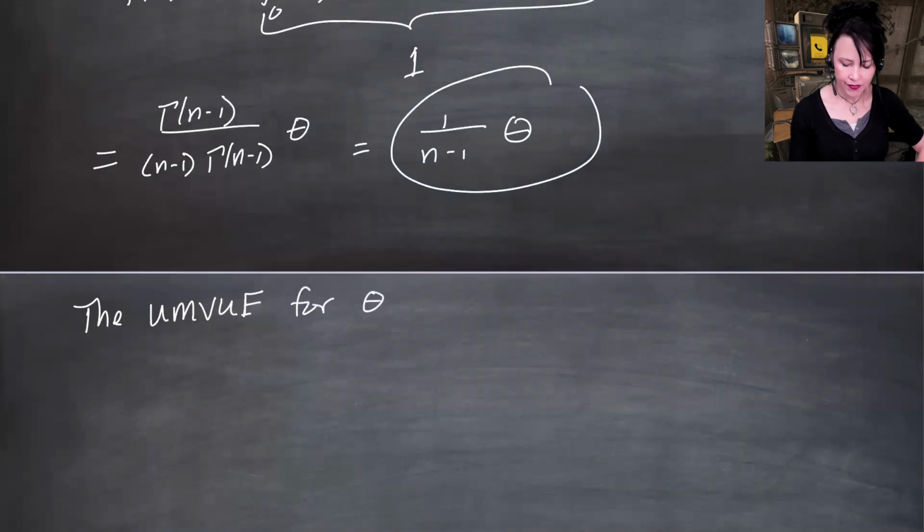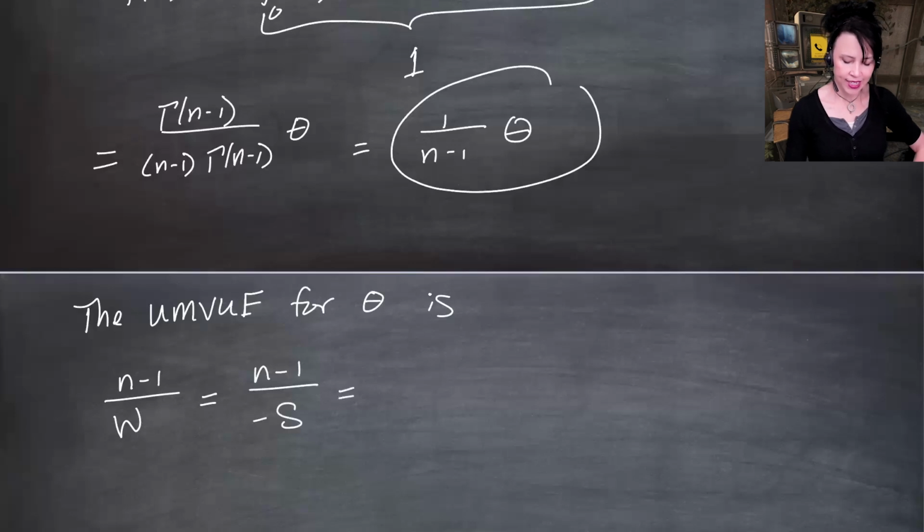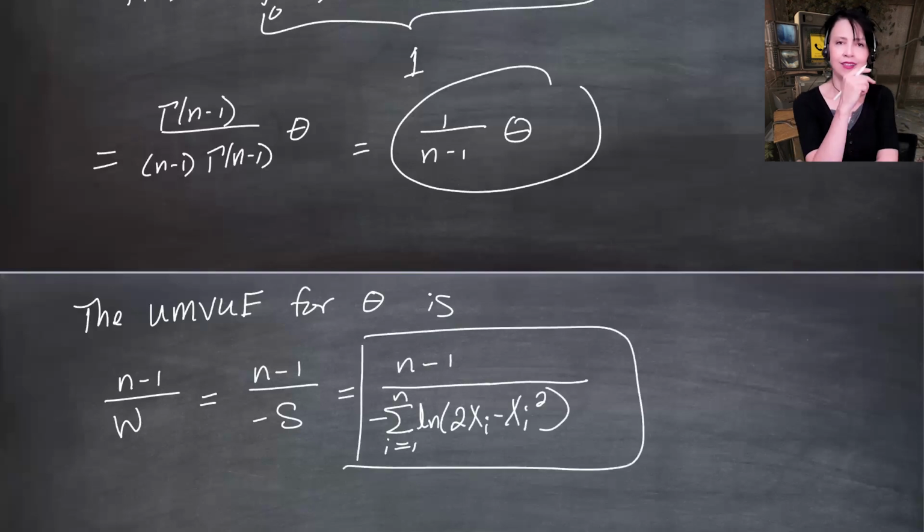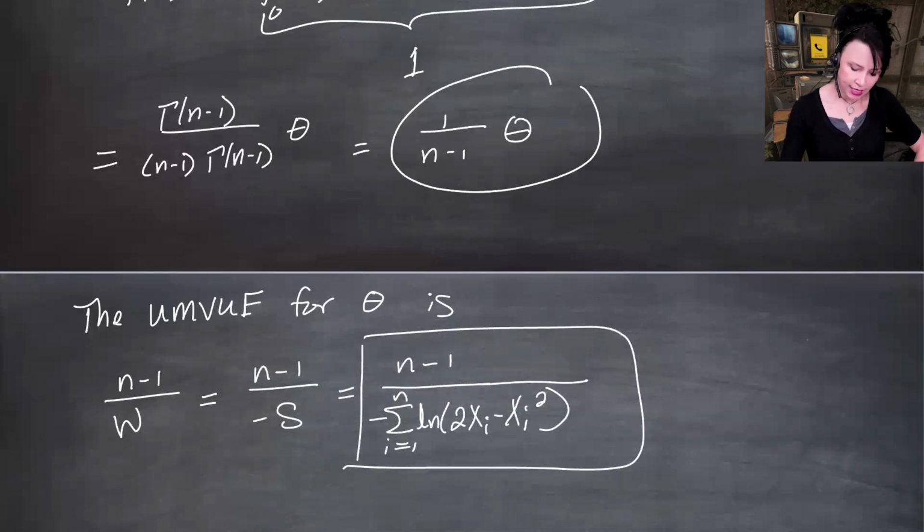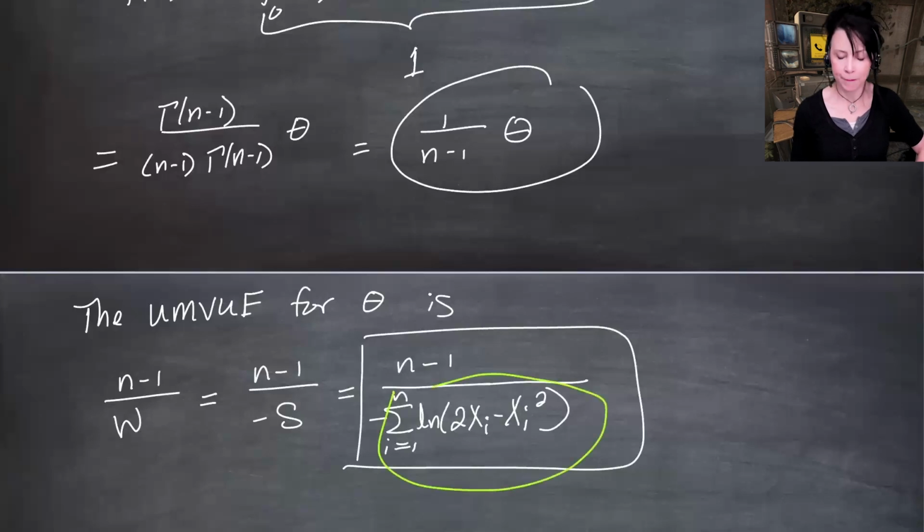for theta is n minus 1 over W, which is n minus 1 over the negative of S, which is n minus 1 over the negative sum as i goes from 1 to n of the log of 2xi minus xi squared. That is the UMVUE. It is unbiased for theta, and it is a function of the complete and sufficient statistic, which is this S in here.